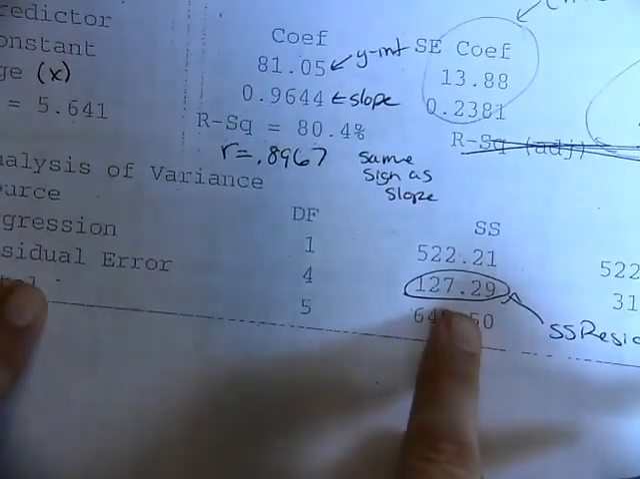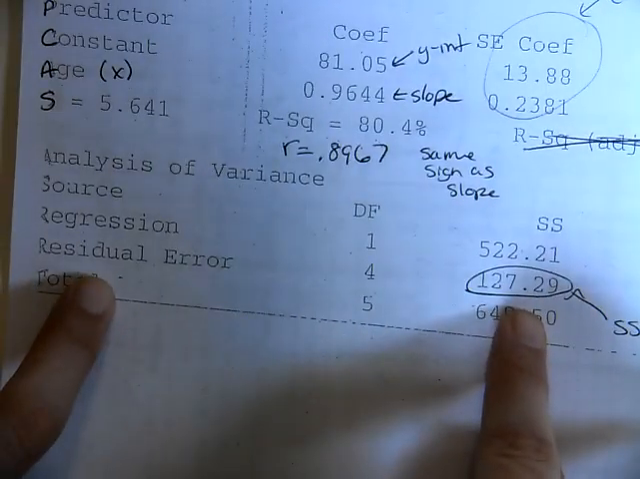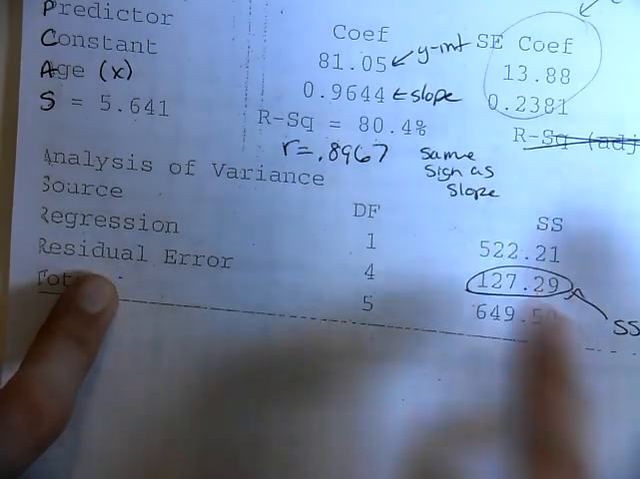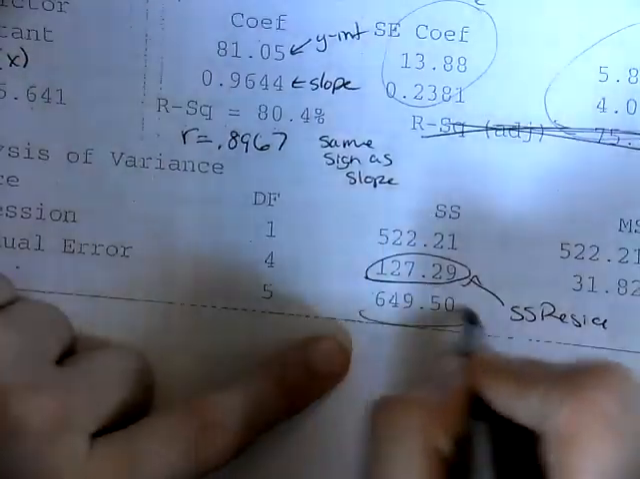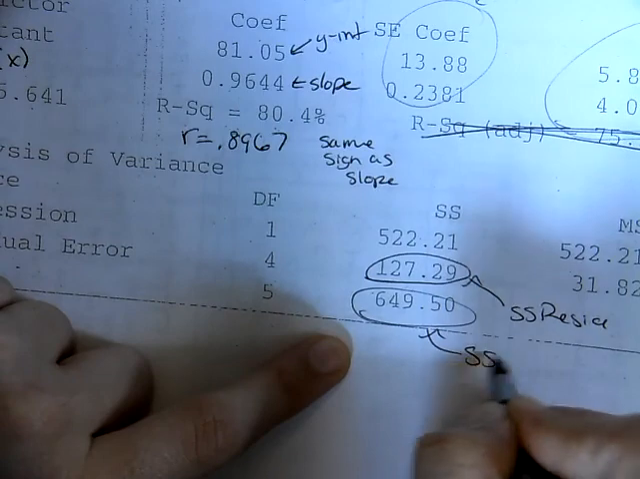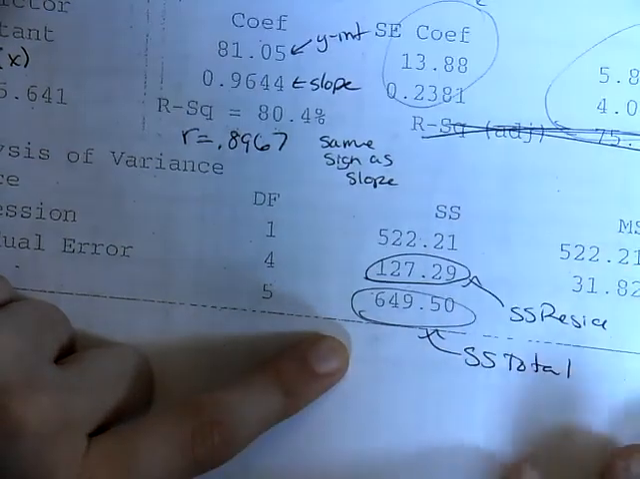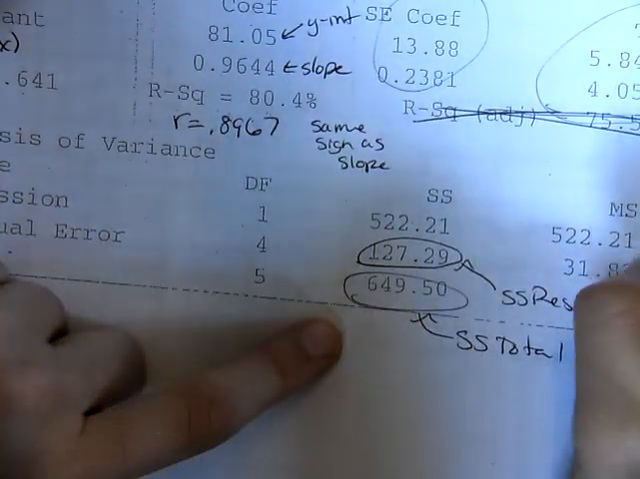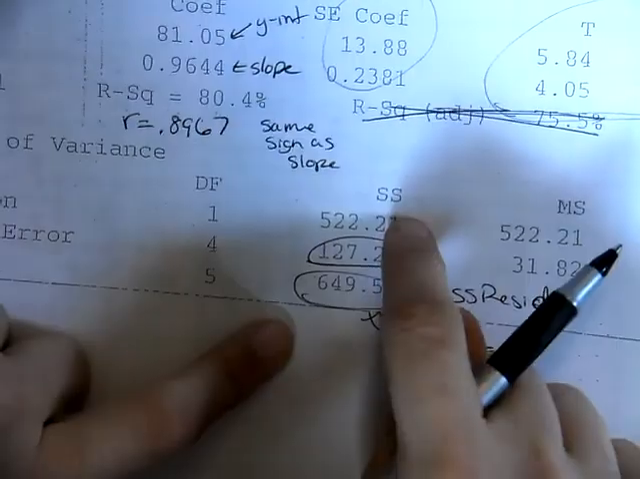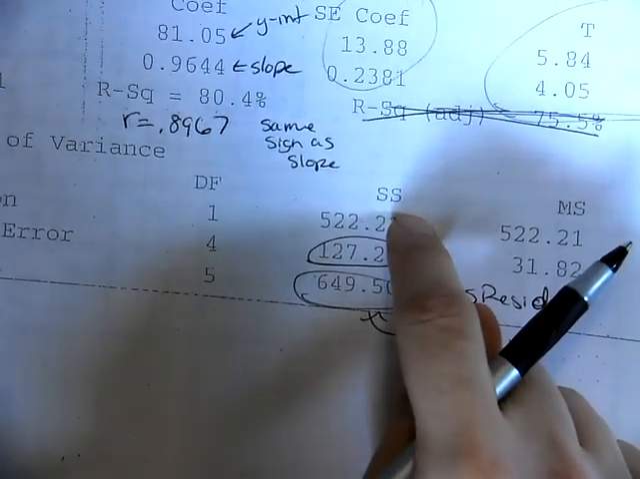Notice it says residual error here. So sum of the squares, residual. This one is SS total. Those are the only two you really need to know for the two equations I'm going to give you today. You do not need to know this, SS model, but you don't really need to know it.